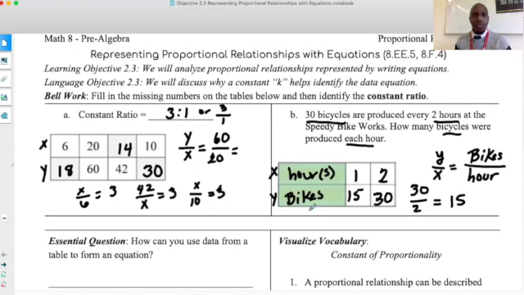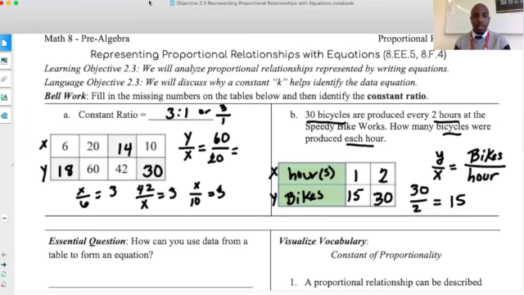This is how we fill in our tables: by identifying the constant, identifying the unit rate, and using that unit rate to calculate the remaining data values, or to find the unit rate itself per hour. Okay, now once again, I'm going to mention this as a tool.